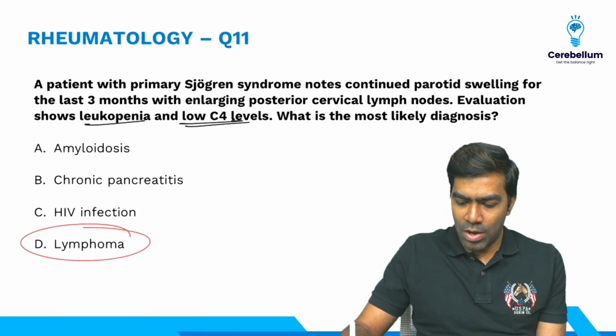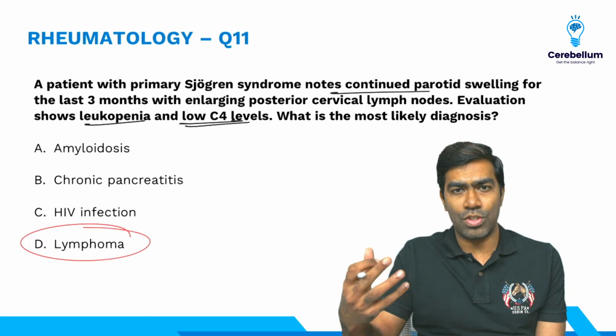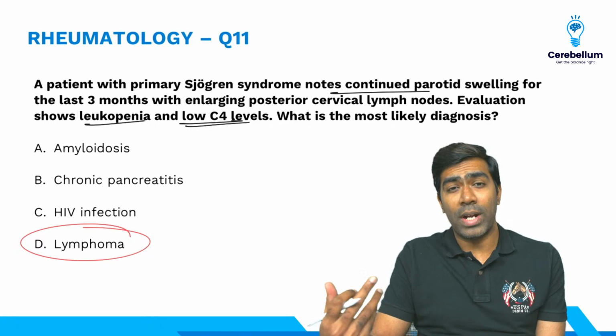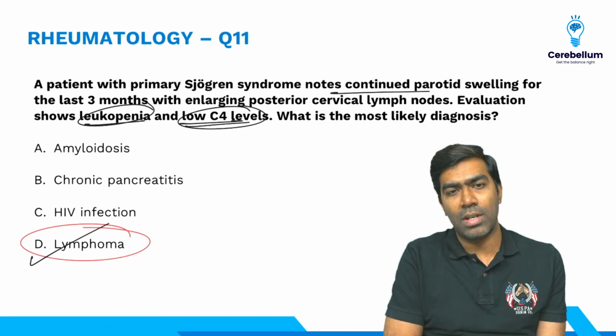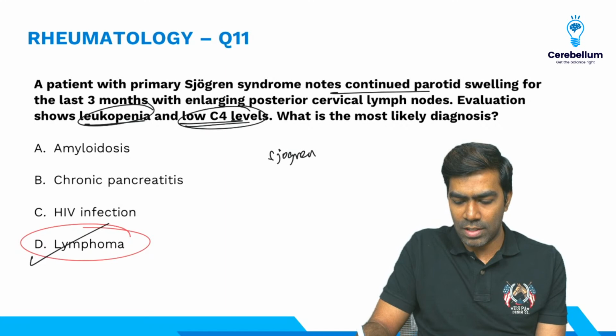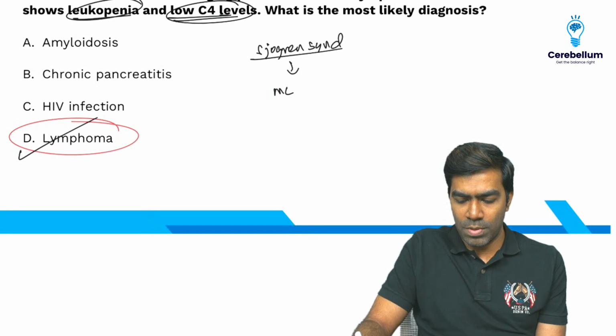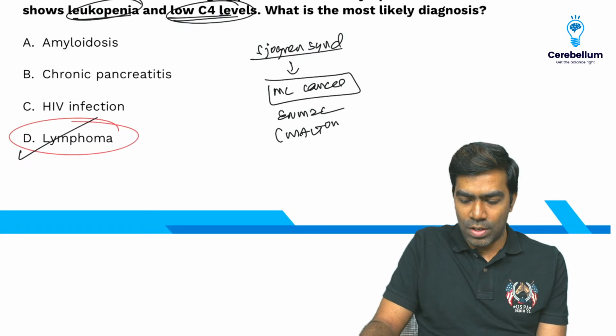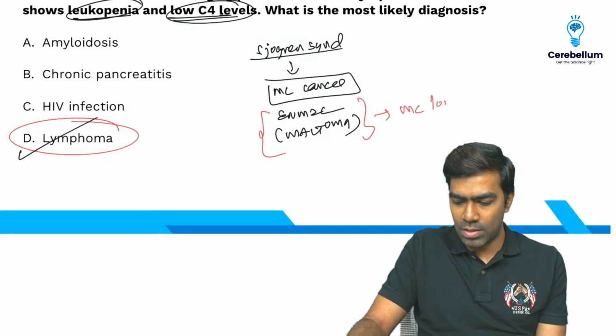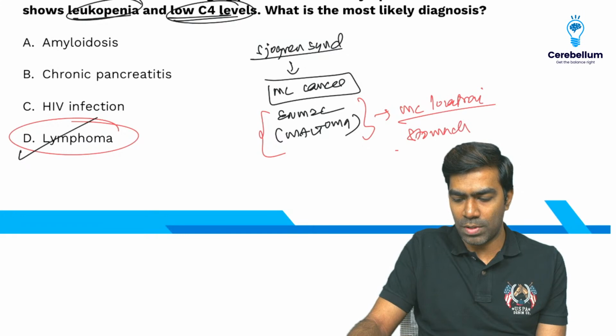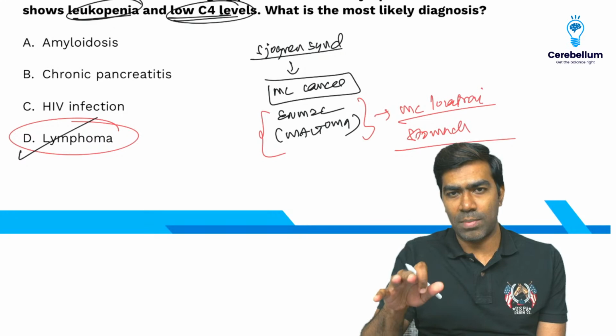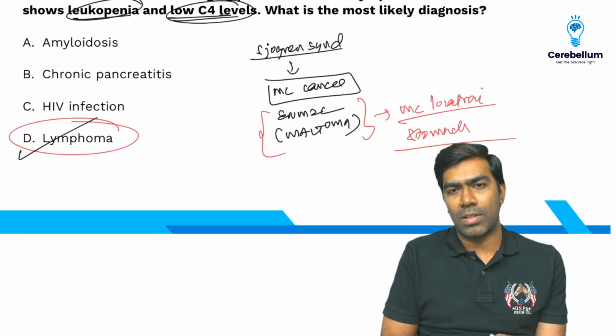So how do you diagnose lymphoma? Whenever the patient is having new enlarging lymph nodes with leukopenia and low C4, that's the exact statement that is given in Harrison. It's going to be a lymphoma most of the time. And if they ask you Sjögren syndrome and cancer, that's a very important question, right? What is the most common cancer associated with Sjögren syndrome? It is extranodal marginal zone lymphoma, otherwise called MALToma. MALT lymphoma. And the most common location for this cancer is going to be the stomach. Gastric MALTomas are going to be the most common when it comes to Sjögren syndrome. And the most common reason for gastric MALToma will be H. pylori. That's different. But Sjögren syndrome is one of the causes of gastric MALTomas. This is the most common cancer.